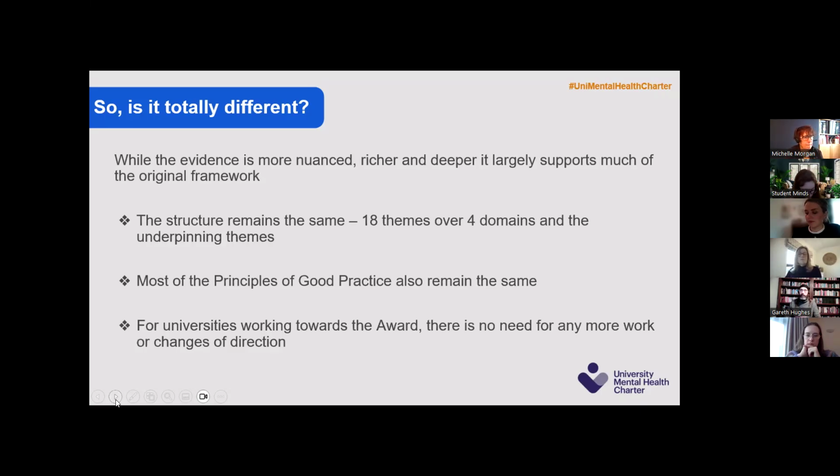So there's no dramatic need for any universities who are already working on the award to change direction. If they engage with the second edition of the framework, it'll just give them more up-to-date evidence. It'll just point them towards more of the up-to-date guidance. So it should just support them a bit more rather than throwing them or making them think they've got more work to do.